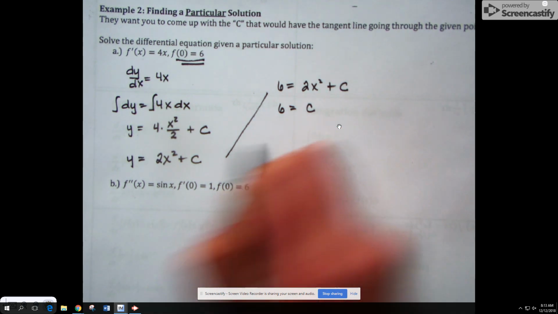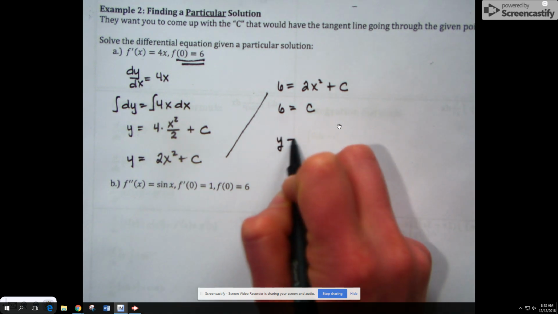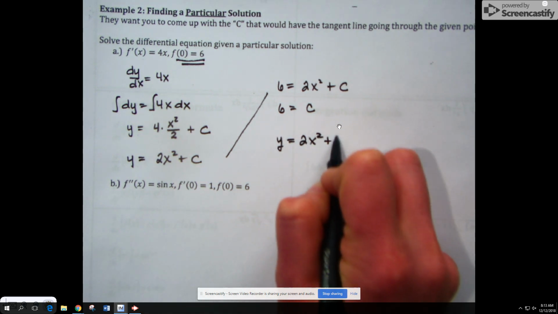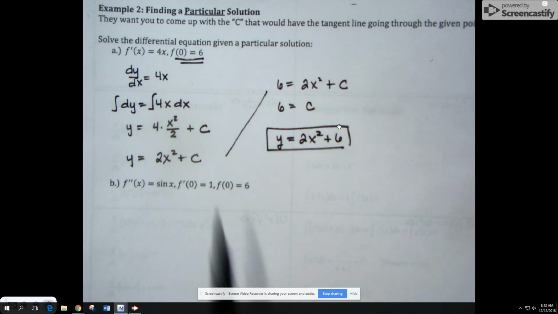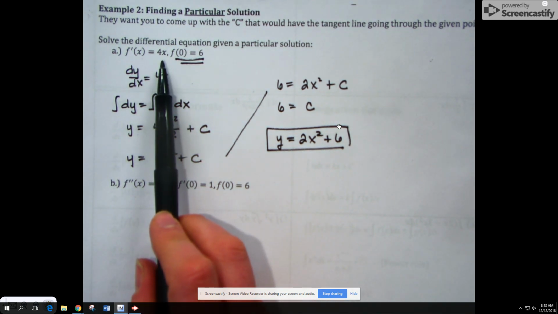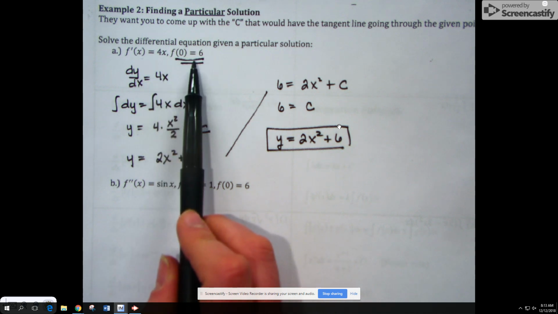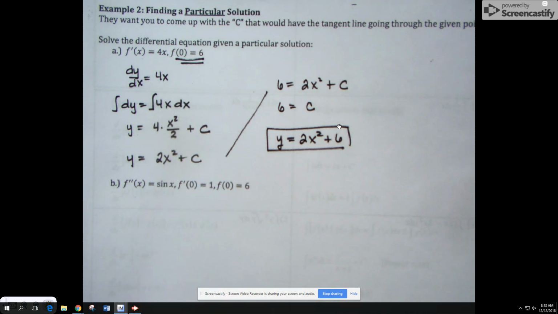That means that I can rewrite my general solution with that specific c value in mind, and I've solved for the particular solution where the derivative would indeed be 4x. You can check your work quickly. And the function's value at 0 is 6. So I'm meeting both conditions.